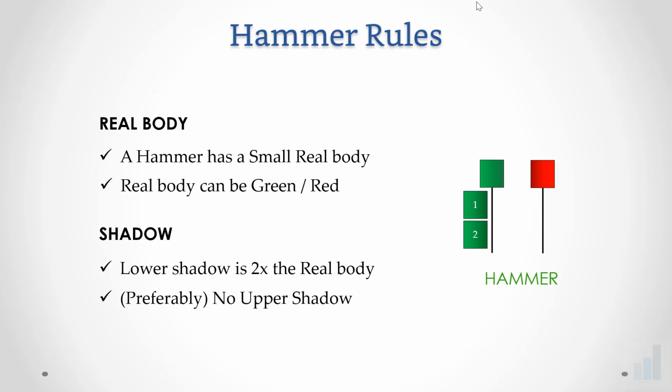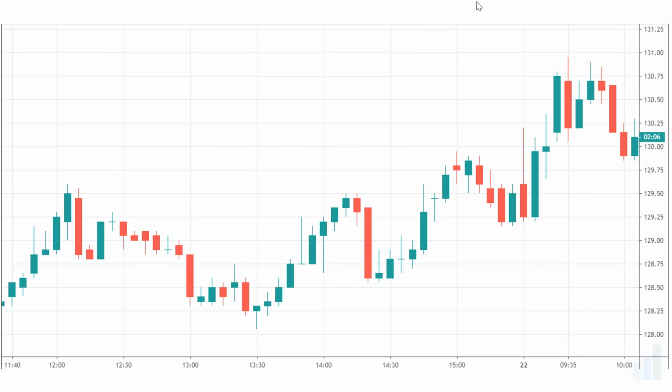Now, to put things into perspective, I have added some examples of what we just learned. So let's just check it. For our first example, we have a hammer right here at 128 level, from where the price moved up strongly. In the same example, we have two more hammer patterns over here and here. Out of these three candle patterns, we'll only be trading one, the one at the 128 level. We'll see why in a moment.